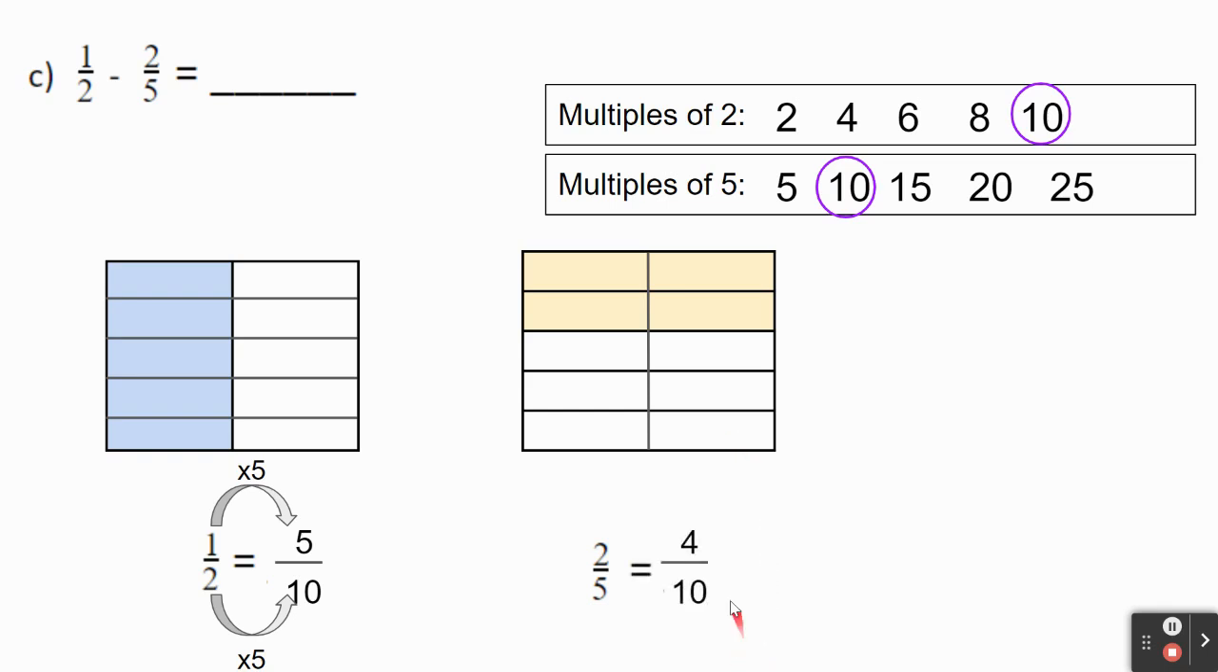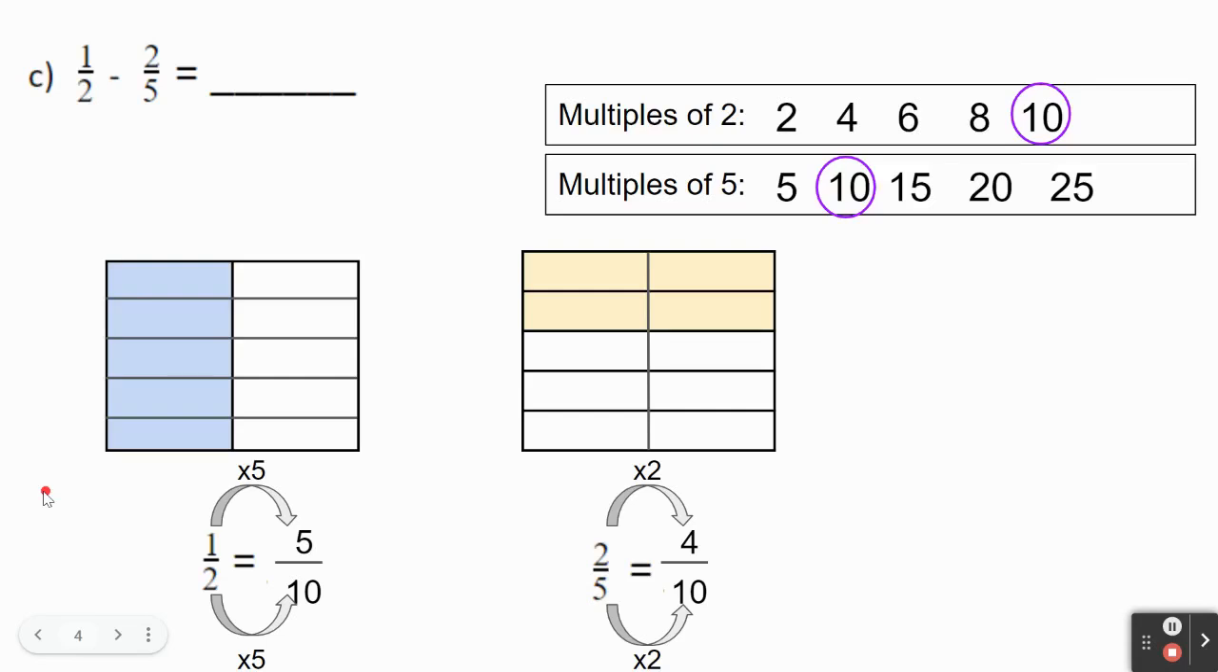Another way we can get 4/10 is by asking ourselves, what do we multiply by 5 to get to 10? Well, 5 times 2 equals 10. So since we multiply by 2 on the bottom, we're going to multiply by 2 on the top. 2 times 2 is 4. So that's another way that we can get 4/10 as our equivalent fraction.